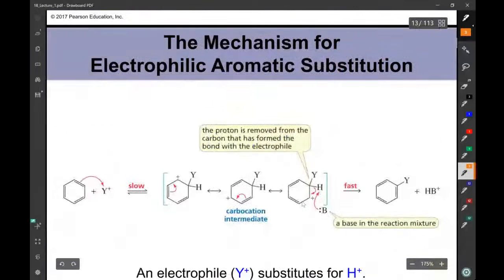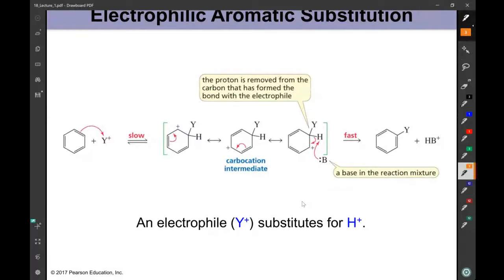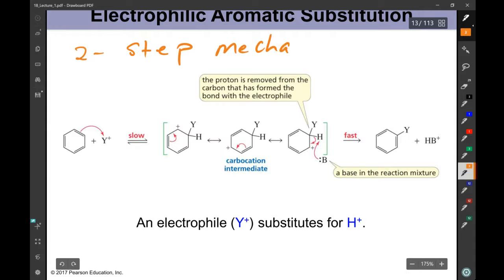Now, the mechanism of electrophilic aromatic substitution. I don't expect you guys to memorize this mechanism, but it's just good for you to have an idea of what is happening. So I will not go into the detail of this mechanism per se. But the first thing I want you guys to remember is that it's a two-step mechanism. And the first step of the mechanism is the formation of the carbocation.